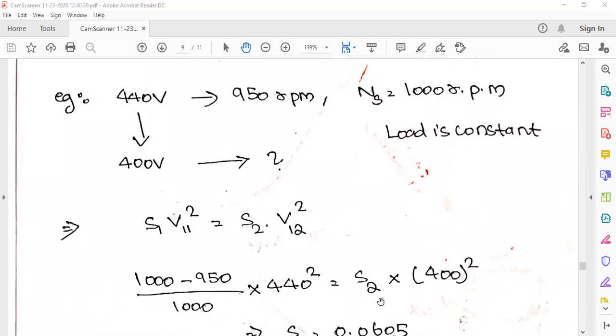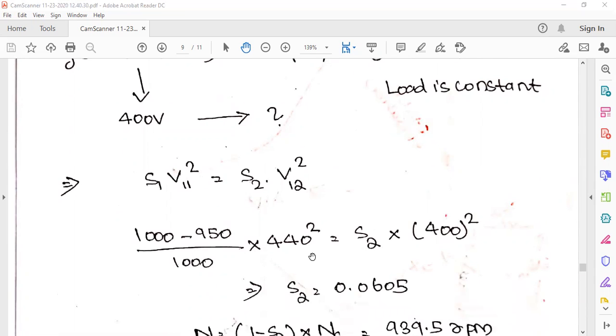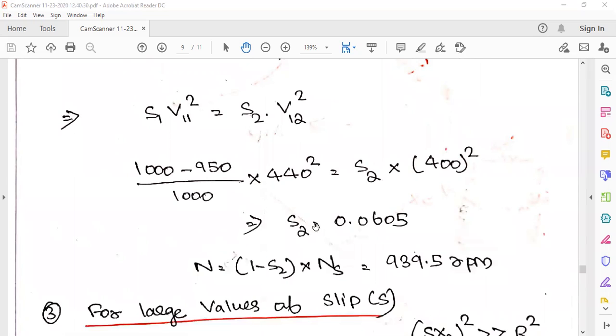So slip we can find out. So what we need is S2. So we substitute and we find out what is the value of S2. And we have N, from the equation for slip, S equal to (Ns minus N) by Ns. Substituting in that, you get the value of the rotor speed.